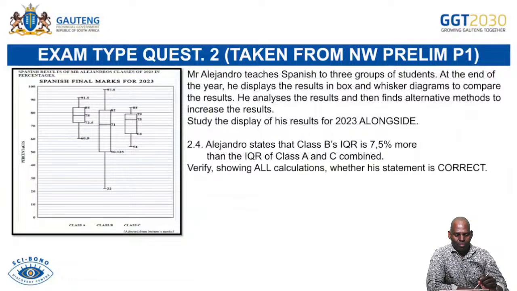Then for number 2.4, Alejandro states that class B's IQR is 75% more than the IQR of class A and C combined. Remember, the values indicated there are already in the form of percentages. Now let's see.